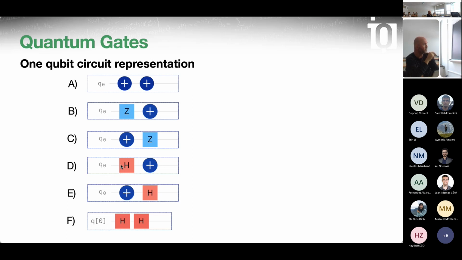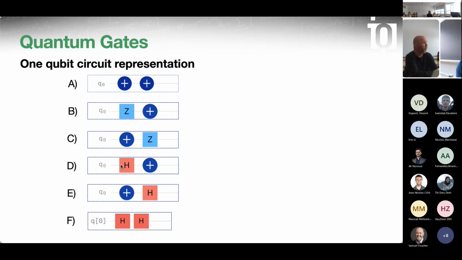Okay, what about D? So D will start with 0. You apply the Hadamard, you obtain this equal superposition between 0 and 1 with 1 over square root of 2. Then you apply the NOT gate. And what does the NOT gate do? It's like when you have just one qubit, you have the 0 and the 1 state. You just flip the alpha and the beta. Okay? But after the Hadamard, alpha and beta are the same, 1 over square root of 2. Okay? So it doesn't matter if you apply a NOT gate after a Hadamard. You obtain exactly the same thing.